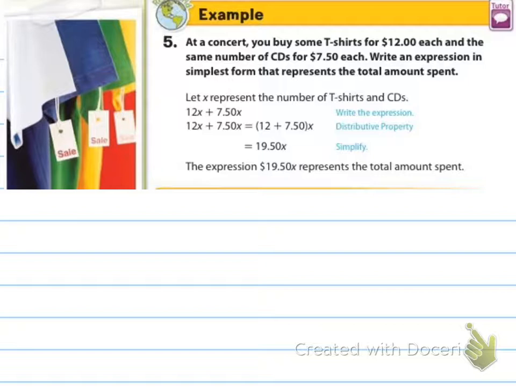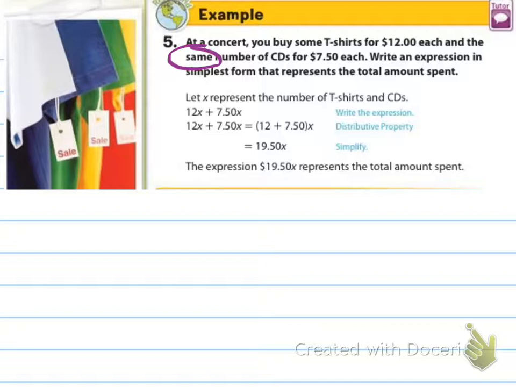Oh, because it says that you got the same amount. This is the key word, that you got the same amount. Otherwise, our variable could not be the same number. It couldn't be the same letter. But since it's saying that we bought the same number of CDs and the same number of t-shirts, X can be the same. So 12 times X represents the $12 for each t-shirt, X number of t-shirts, plus $7.50 times X to represent $7.50 for every CD times X amount of CDs. Because again, this is going to be the same amount of CDs.